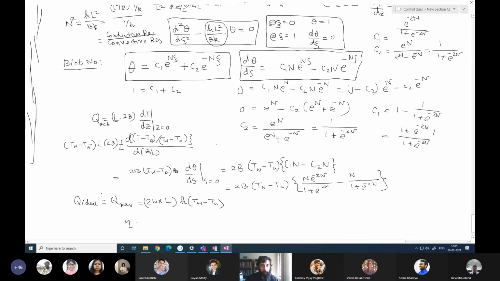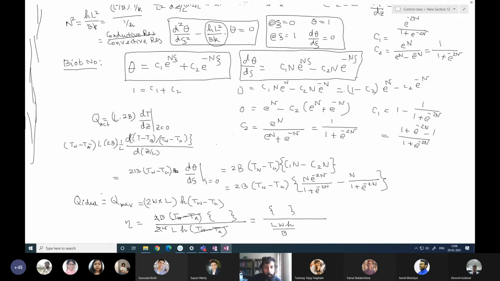So the efficiency is twice B TW minus TA, this function, divided by twice WL H TW minus TA. So this cancels, and these two cancel. So we have this thing in the numerator. Denominator we have LWH over B.